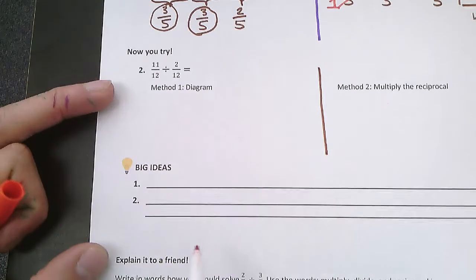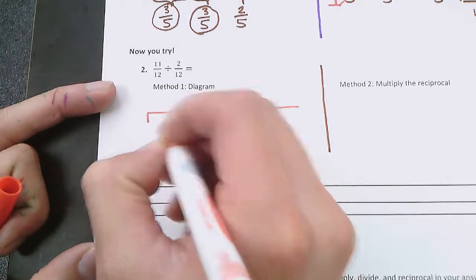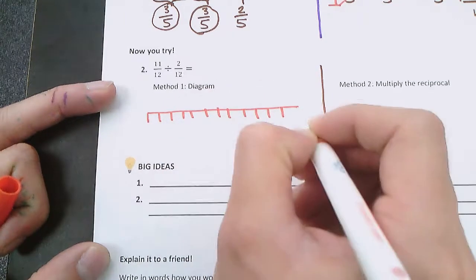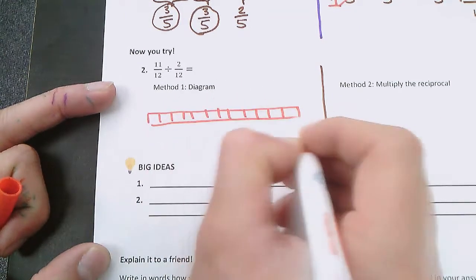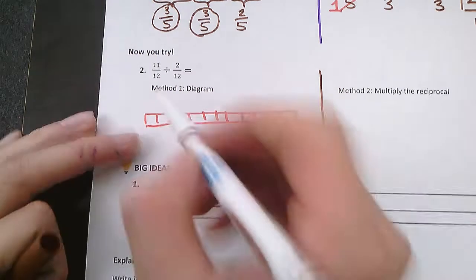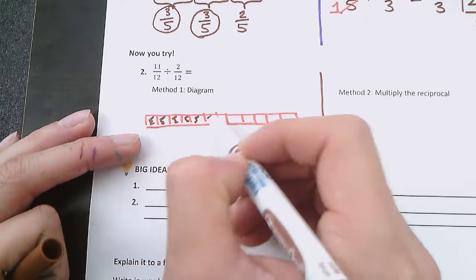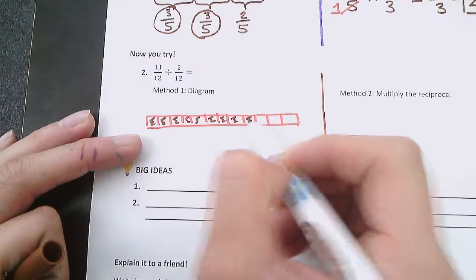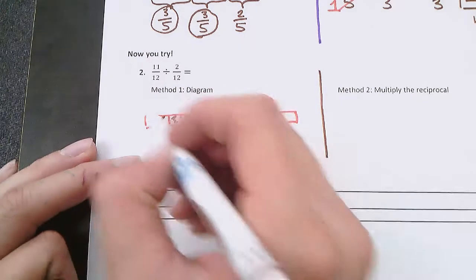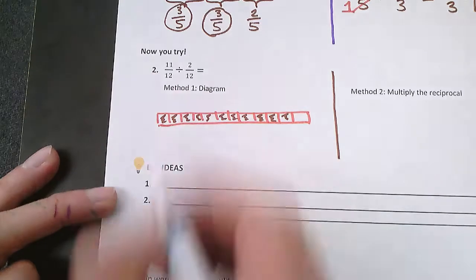11/12 divided by 2/12. Let's draw out 11/12. 1, 2, 3, 4, 5, 6, 7, 8, 9, 10, 11. That's 12 right there. 12/12. Let's shade in 11 of these. 1, 2, 3, 4, 5, 6, 7, 8, 9, 10, 11. And so all of that's 11/12, and we divide it into sections of 2/12.